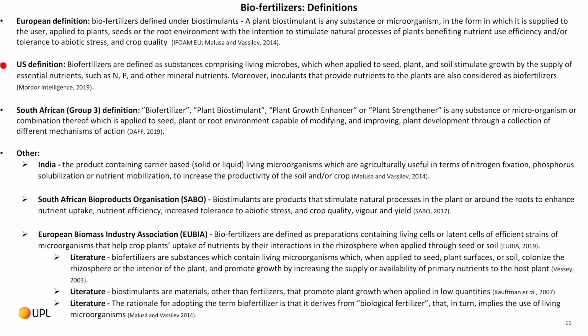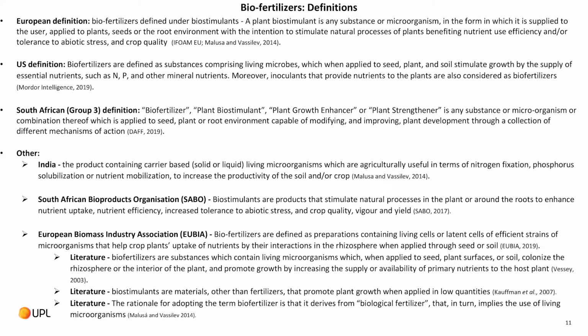Let's maybe compare that to the US definition. The US defines it more or less as substances comprising living microbes which, when applied to seed, plant, and soil, stimulate growth by supply of essential nutrients such as nitrogen, phosphorus, and other minerals. And then they also include inoculants, your symbiotic inoculants, into this definition. So there's a distinction there that the US only identifies microorganisms as biofertilizers. But there's still the thing about nutrients and providing nutrients in a way that's acceptable to plants.